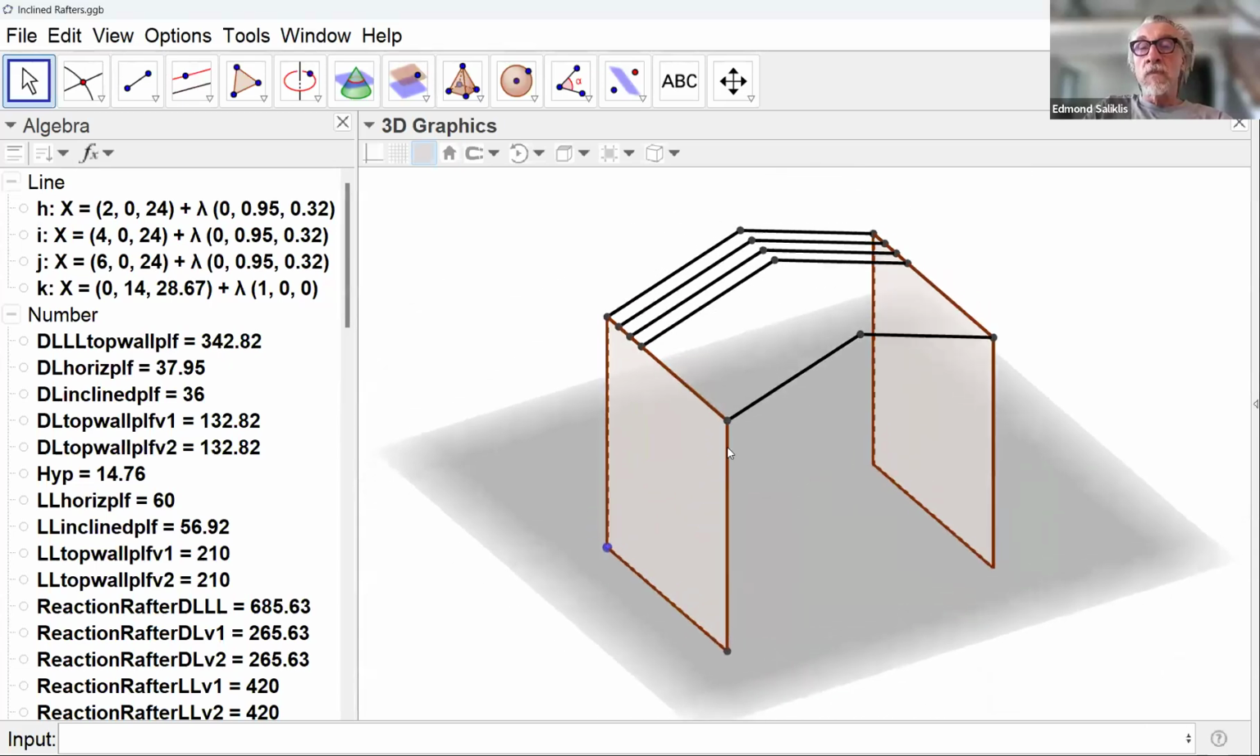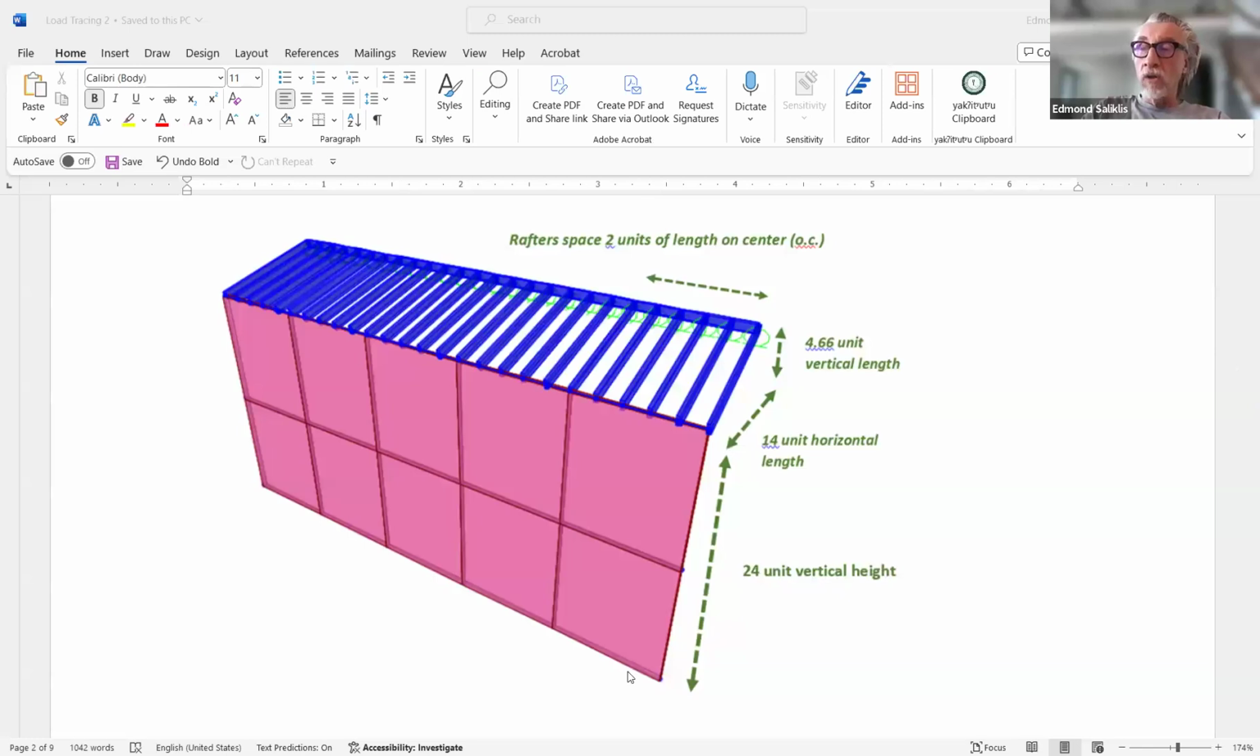Something like this, okay? So what I'd like you to do for this project is to design a computer program using GeoGebra that will be flexible enough to carry various loads. And there are two loads that I want you to study. The first is dead load, which is always along the length of the member, because it's just the weight of the member.